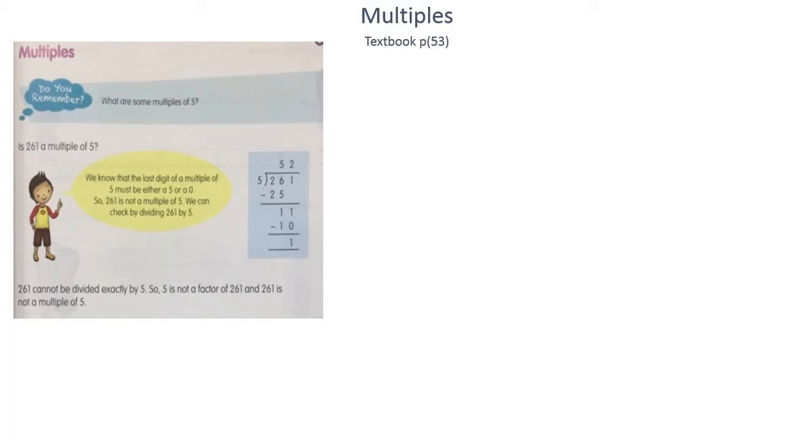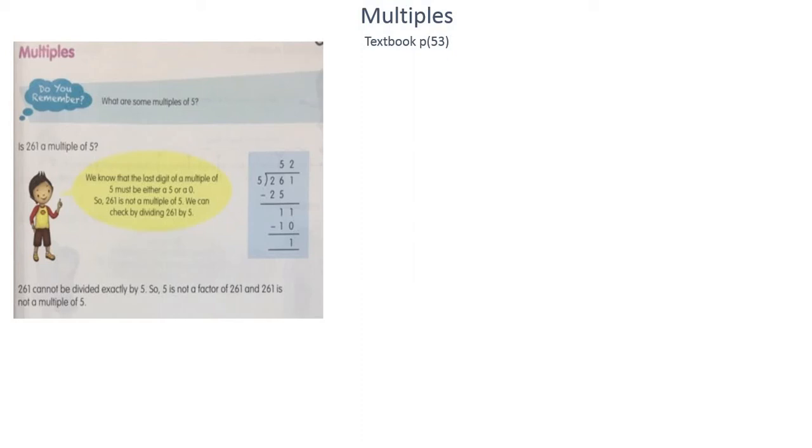There is a big rule that will help you to tell if this number is a multiple of 5 or not. If you keep counting on by 5, you will find that the last digit of every answer is going to be either 0 or 5. So we know that the last digits of all the answers on the times table of number 5 are 0 or 5.